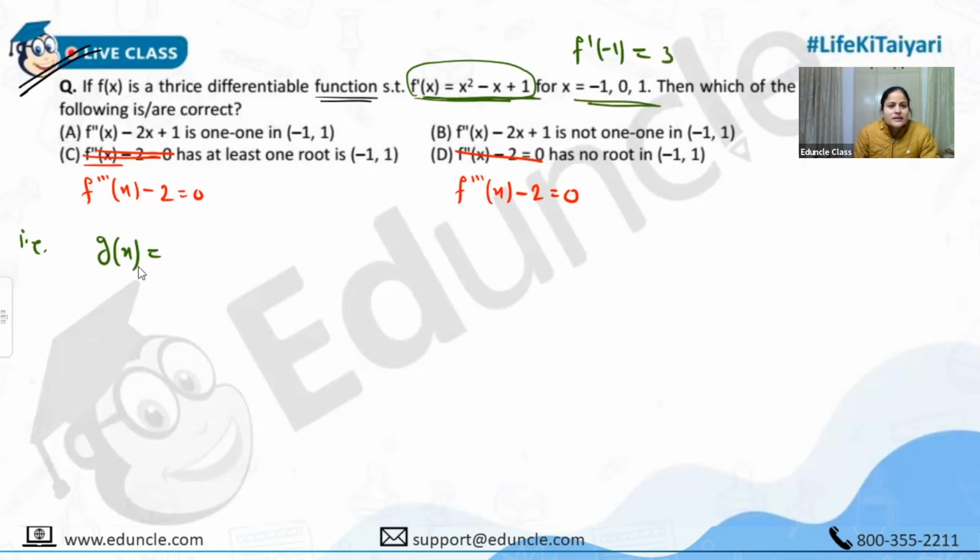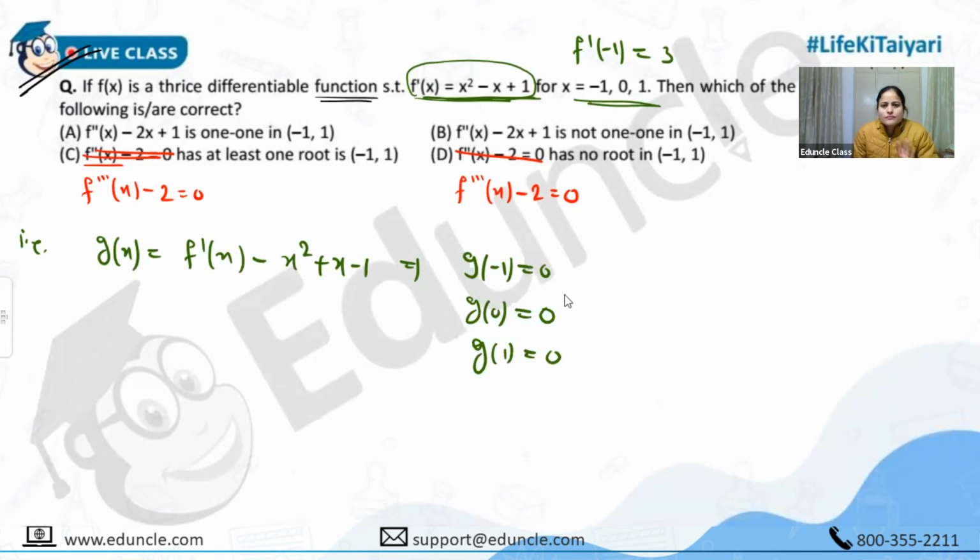So if I consider a new function g as f dash x minus x square plus x minus 1, then the given thing is g at -1 is equal to 0, g at 0 is equal to 0 and g at 1 is equal to 0. These things are given here.